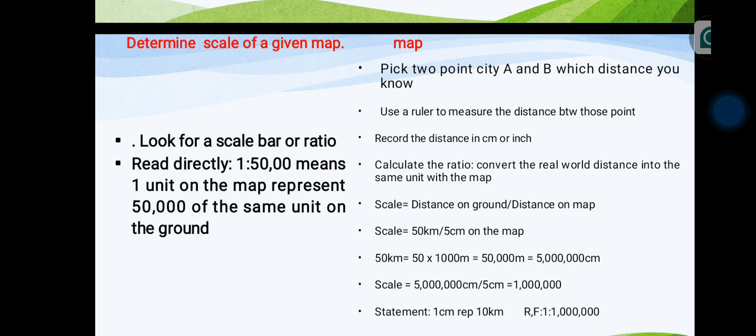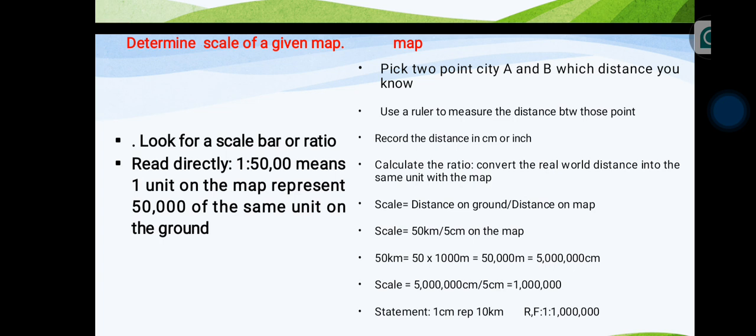You say 1 centimeter represents 50,000, which means one unit on the map represents 50,000 of the same unit on the ground.